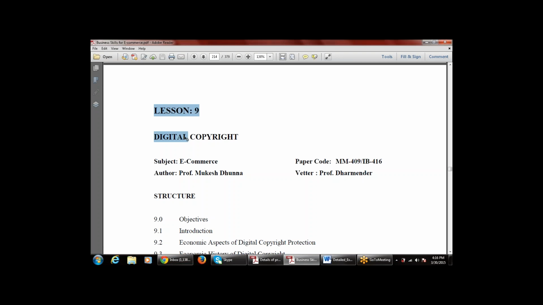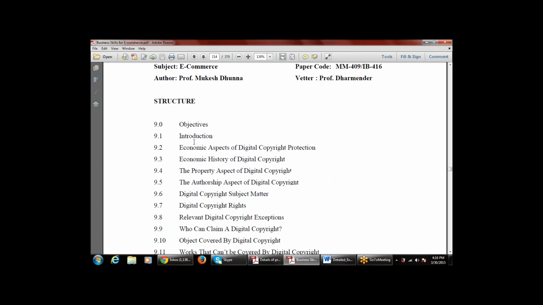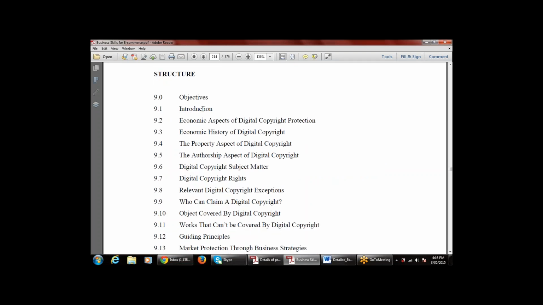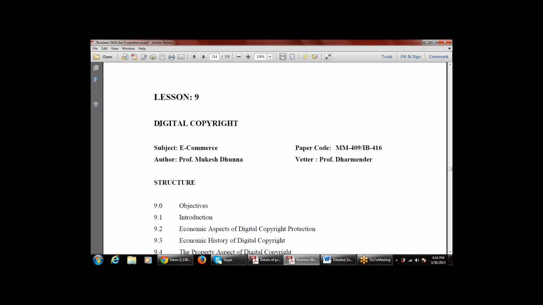So this is chapter number 9, that is digital copyright. These are the various topics in this chapter. So let's start with chapter number 9, digital copyrights, since chapter number 8, e-commerce and online publishing, is over. Let's start with the structure, that is what the contents of this chapter are.